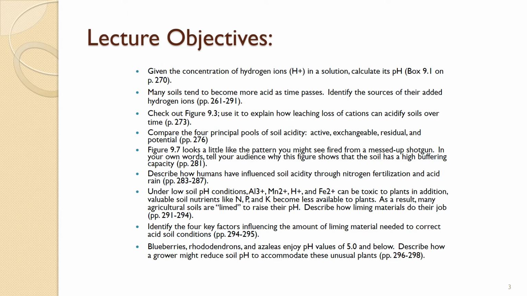So all of these soil objectives are basically based on what I just discussed. Given the concentration of hydrogen ions in a solution, I want you to be able to calculate the pH. Many soils tend to become more acid as time passes, so I want you to be able to identify the sources of their added hydrogen ions, and there'll be a list that we'll go over for that. We're going to talk about how the leaching loss of cations can acidify soils over time. I want you to be able to explain that.